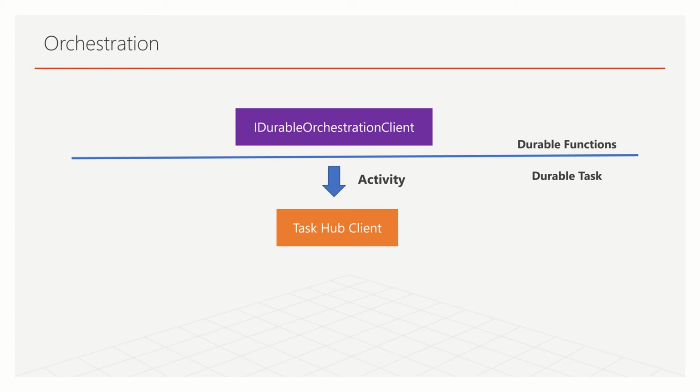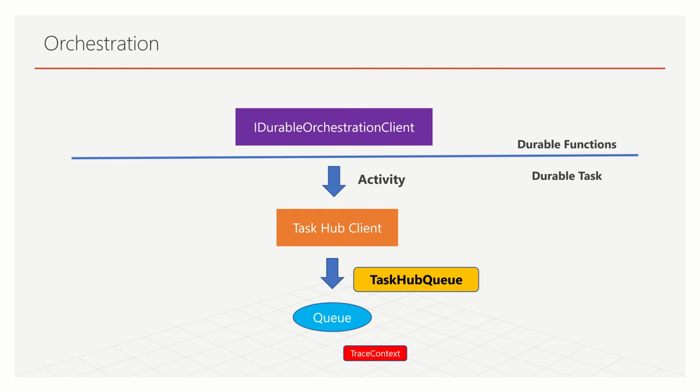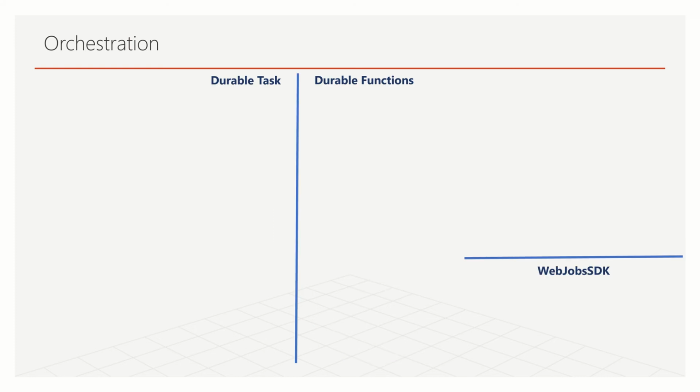Then inside the task hub client, the task hub queue sends the queue to the orchestrator, right? This is a recap of that. On the durable function side, for the client, the durable orchestration client implementation class is the key. Then for the orchestrator, this queue includes the trace context.